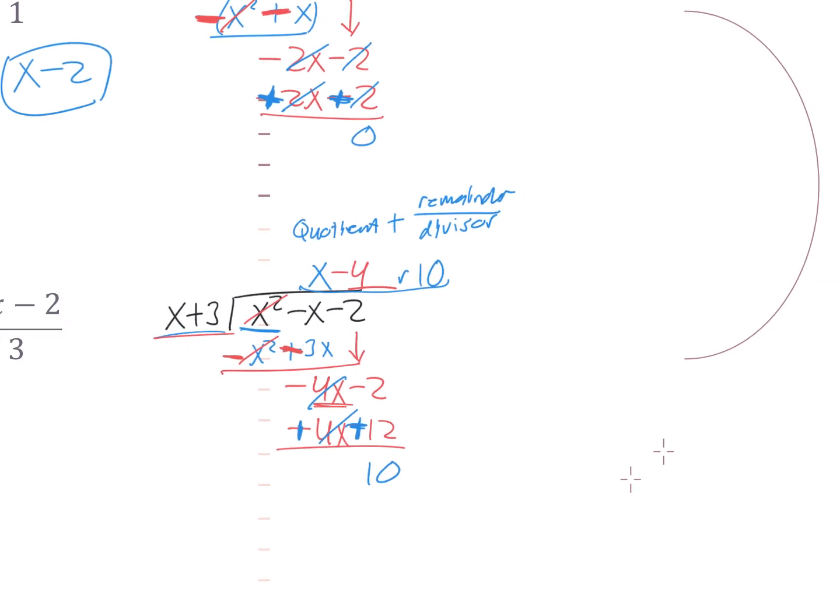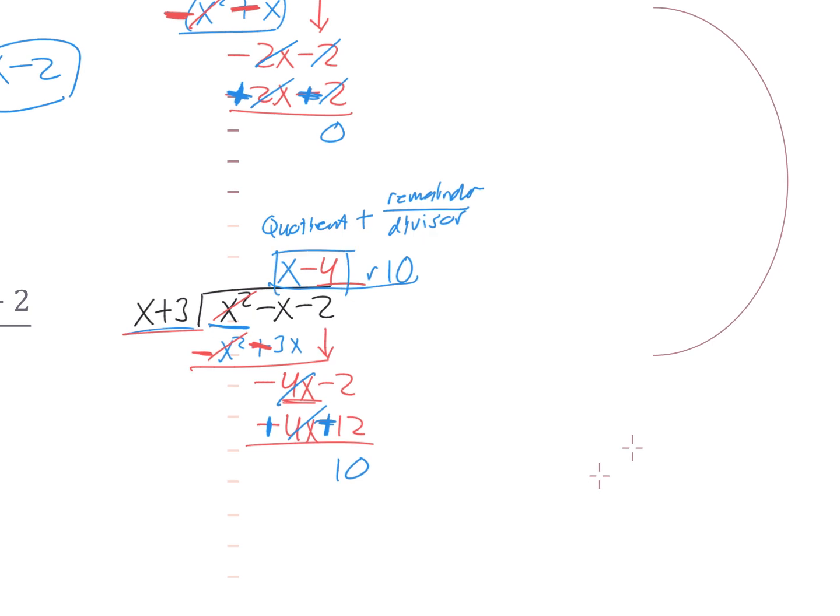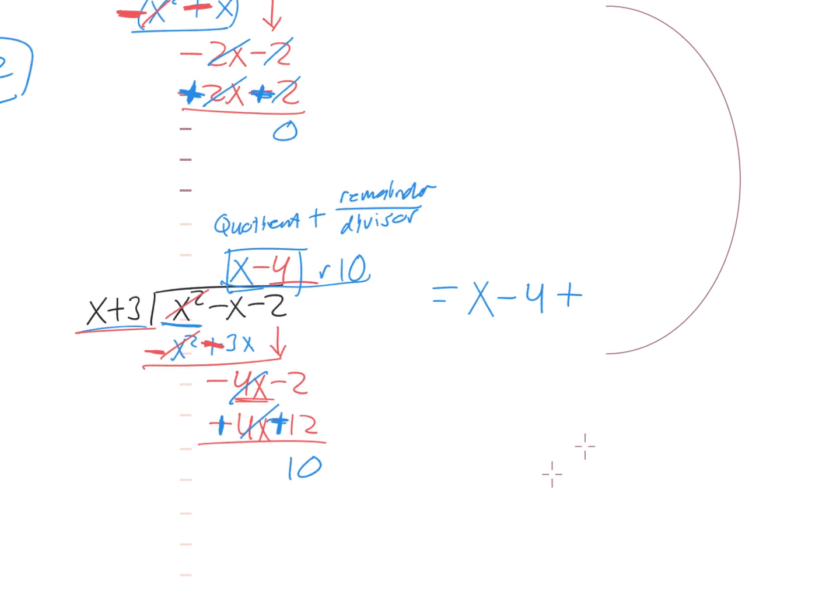If the words are confusing, that's fine. Your quotient is going to be this bit right here. So my answer is going to be x minus 4 plus my remainder, which is 10, over my divisor, which is what we divided by. It's going to be x plus 3. So this is how you're going to write your answer. All right. Now, there are a couple scenarios in which this is actually going to help us down the line. But again, for the sake of this lesson, we're just trying to teach you the skill of dividing polynomials.